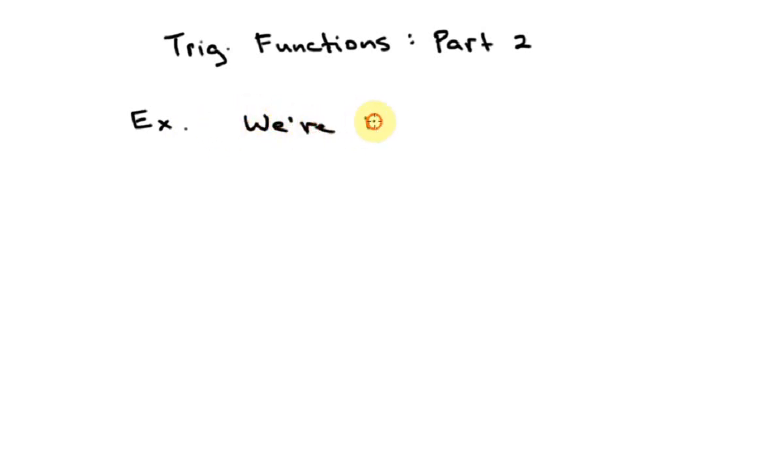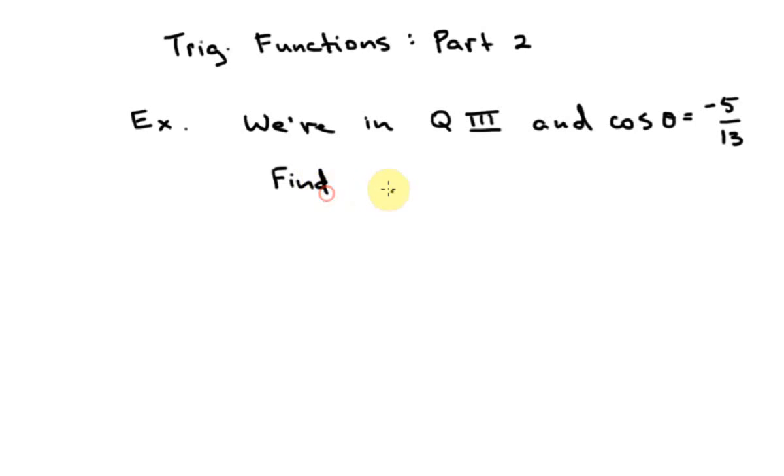We're in quadrant 3. Okay, I know I'm in quadrant 3, and another clue is that cosine of theta is negative 5/13. So you go, okay. Now what we want to do is figure out what is sine theta and tan theta. Okay, so that's what we have to determine.